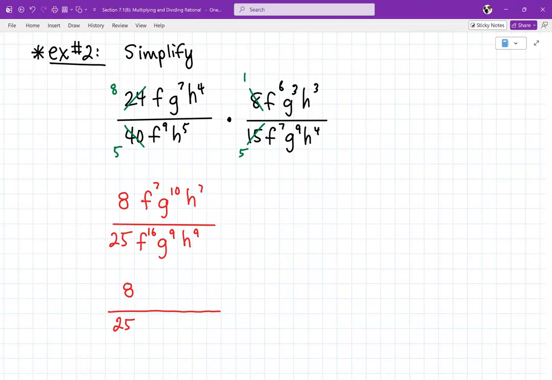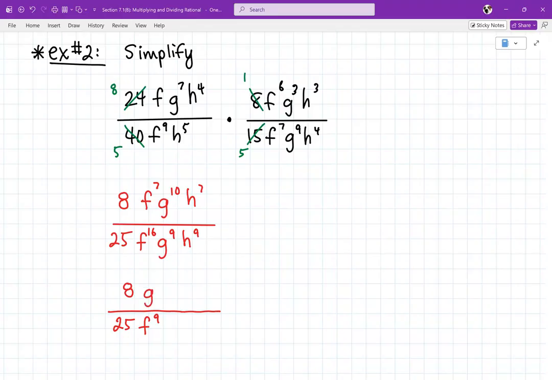But f to the 7th divided by f to the 16th. 7 minus 16 is negative 9. Negative 9. So that makes it f to the 9th on the bottom. Because it was a negative power, it belongs on the bottom. Okay? Then we do g. G to the 10th divided by g to the 9th. 10 minus 9 is positive 1. That means g has a first power, positive power, so it's on top.